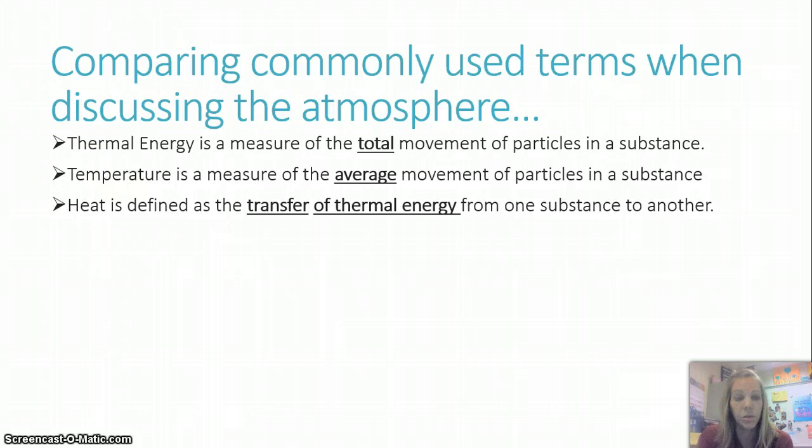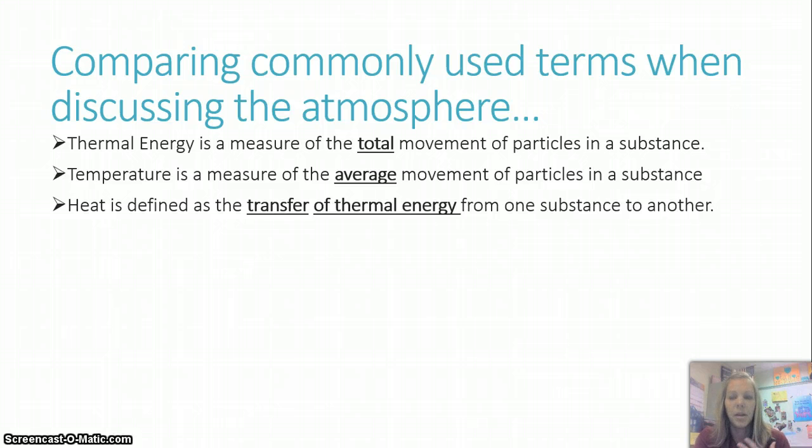Thermal energy is one of your vocabulary terms. It is a measure of the total movement of particles in a substance. And temperature is a measure of the average movement of particles in a substance. So if you think about those as math terms, total means that you are collectively adding up, finding the sum of all the movement of the particles. But the average means that you are finding the movement of each particle, adding those together, and then dividing by however many particles are there.